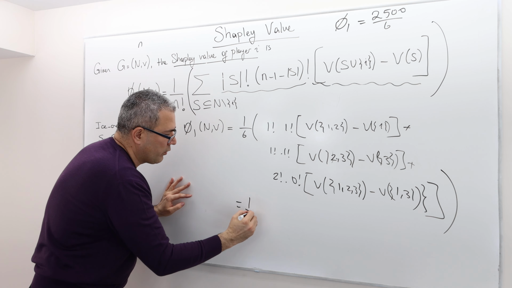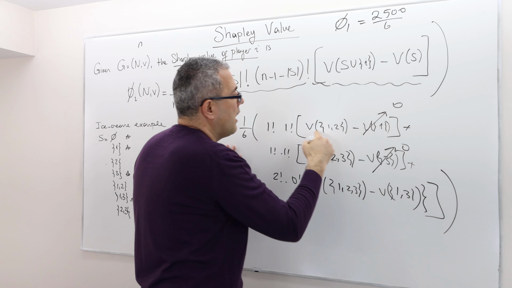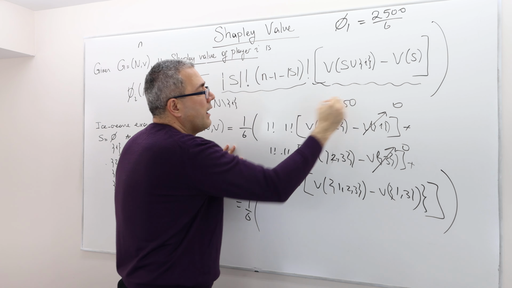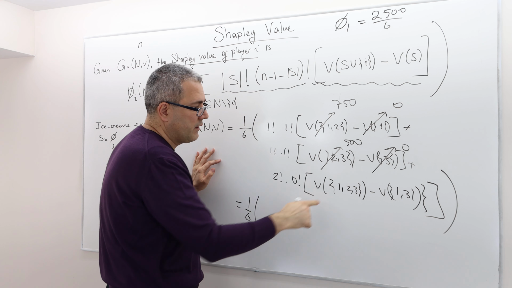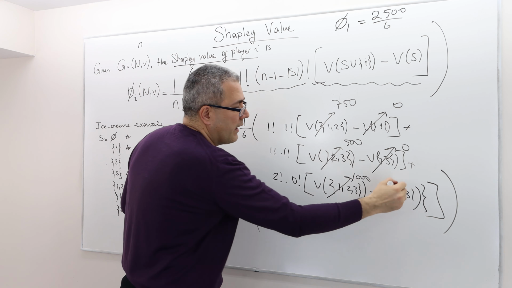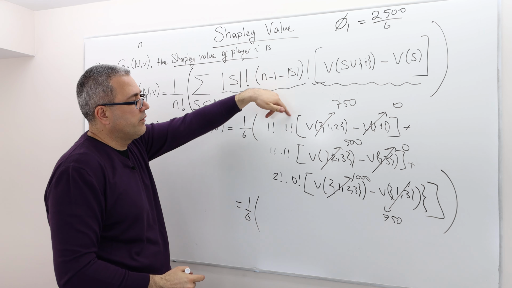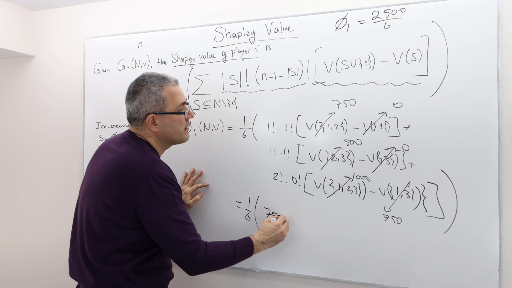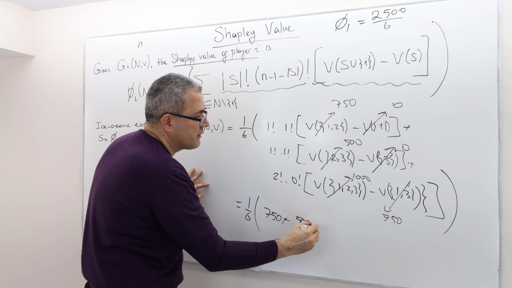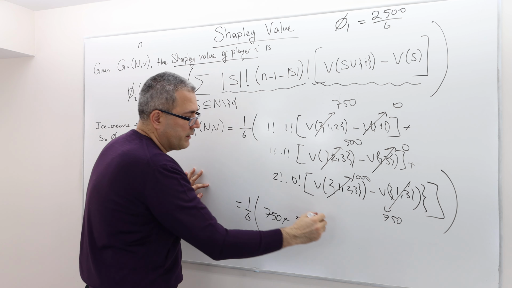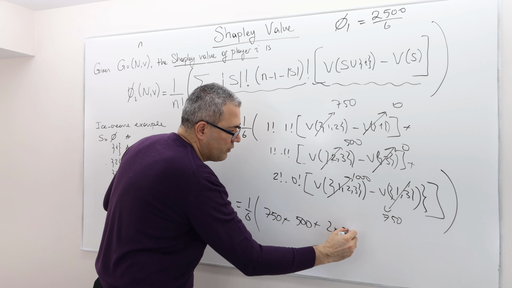So that's equal to 1 over 6 times, once again, remember these are 0. 1 and 2, their worth is 750. 2 and 3, their worth is 500. And this is 1,000, and this is 750. So I have 1 factorial times 750, it's just 750. Again, 1 factorial times 500 is just 500. Plus 2 factorial is 2 times 1,000 minus 750, which is 250.